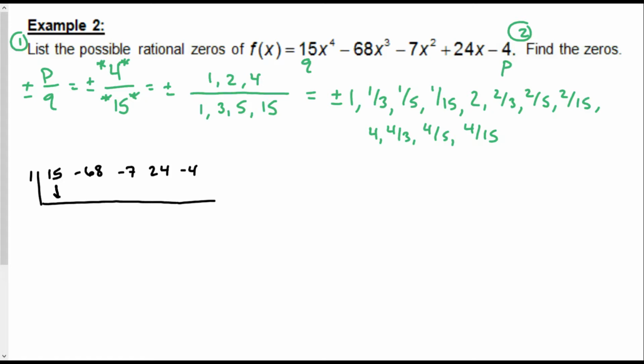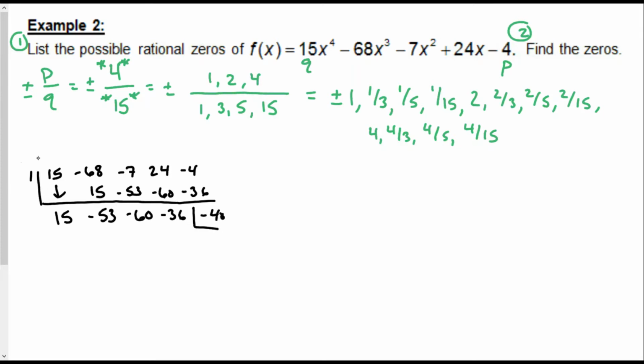So bring down my 15. 1 times 15 is 15. Negative 68 plus 15 is going to give us negative 53. 1 times negative 53 is negative 53. Negative 7 and negative 53 is going to give you negative 60. 1 and negative 60 is negative 60. Negative 60 and 24 is going to give you negative 36. Okay, and we should be able to tell 1 times negative 36 is negative 36 that we're going to get a remainder of negative 40.